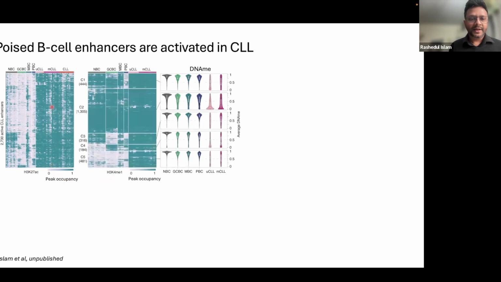For the same set of active enhancers, I have plotted K4ME1, where these regions are marked by K4ME1 in CLL. Also, they are marked in B cells. This is telling us that although those enhancers were present in B cells, they were not active. They were poised. So they got activated in CLL very specifically. Also, these poised enhancers were heavily methylated in B cells, but undergo hypomethylation in CLL.